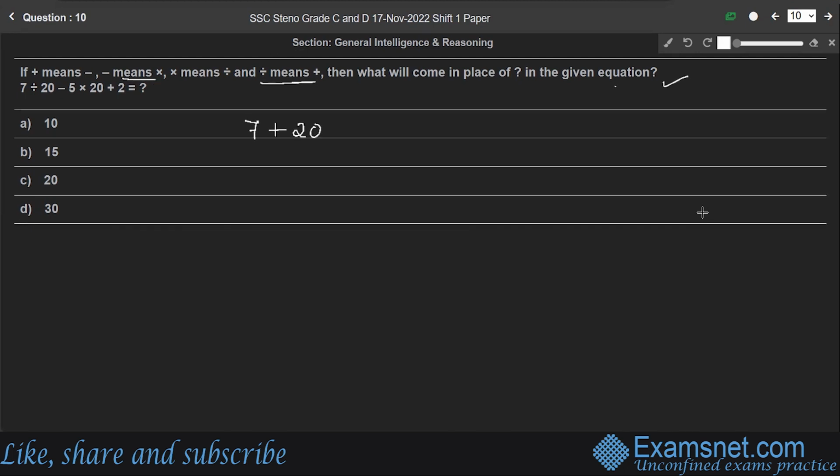Minus means into, so minus 5 becomes into 5, giving 20 into 5. Into means divided by, which is already given, so it becomes divided by 20. Plus 2 becomes minus, so minus 2. What is the value of the equation? To solve this, let us follow the BODMAS rule. In mathematics, to solve any equation or expression we have to follow the BODMAS rule, according to which the part B, that means bracket part, should be removed first. There is no bracket to remove.